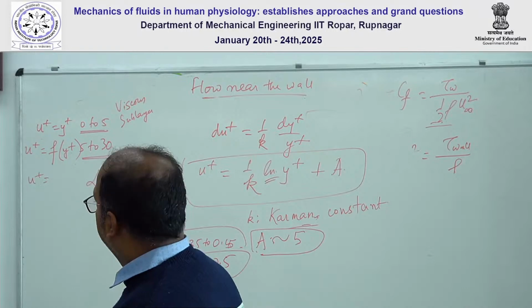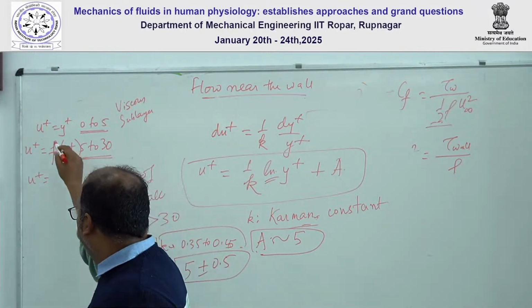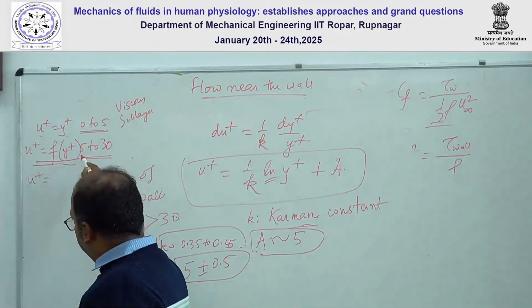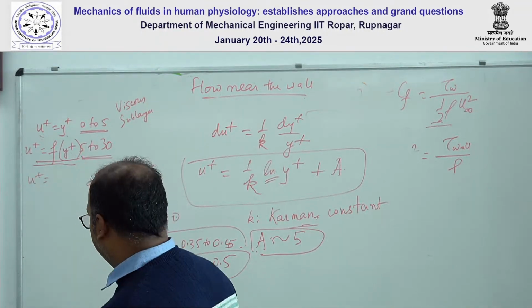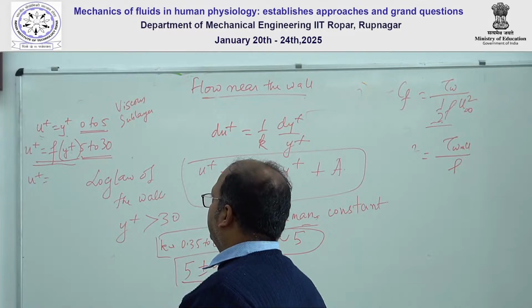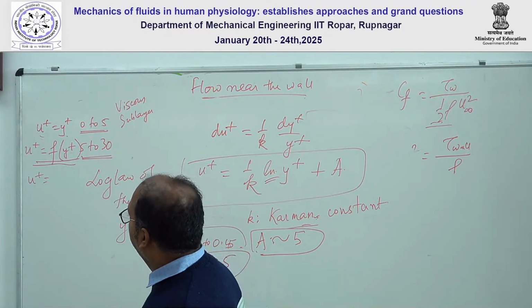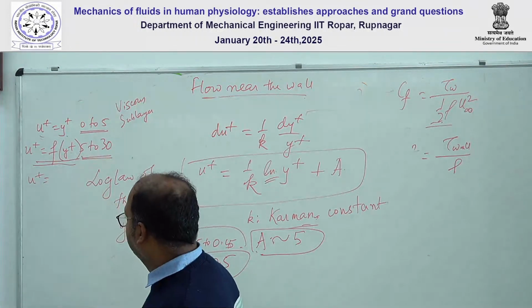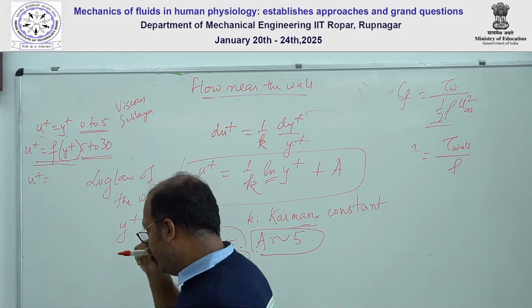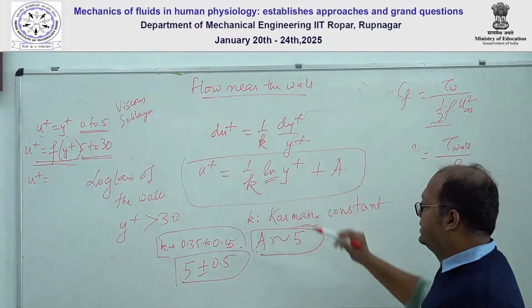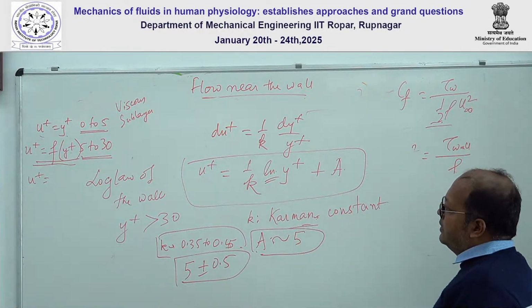Near the wall, we know the formula u plus equals y plus. This region has some sort of scaling relationship. If you do a literature survey of flow in bounded domains, you can find the scaling relationship. Some people have tried to give a formula. In this log region, this is the governing formula.